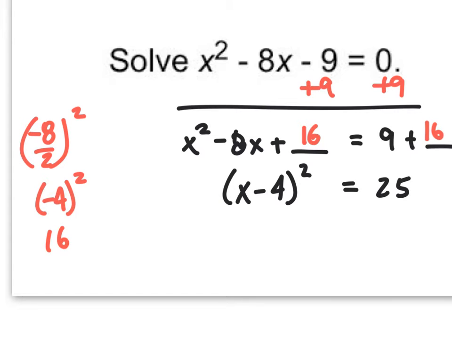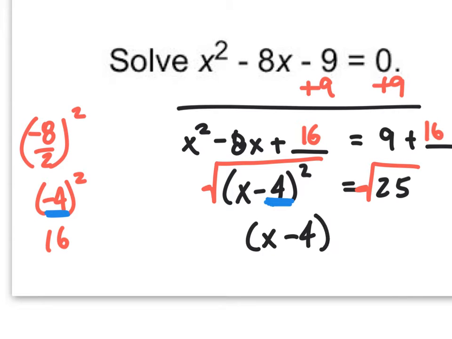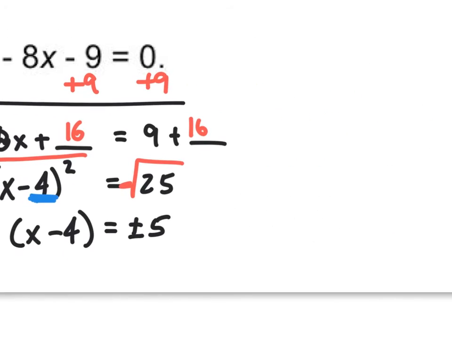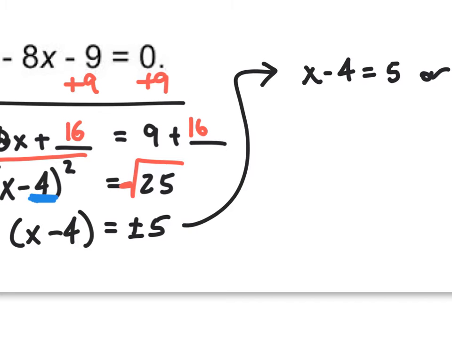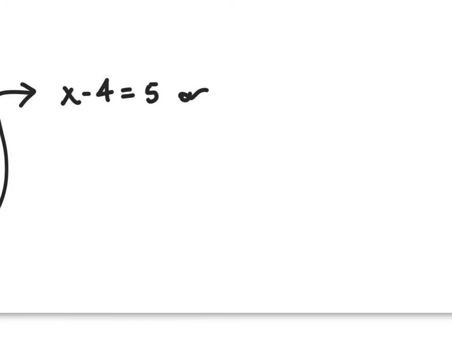Now let's think about this. This negative 4 is the result of me taking my middle term and dividing it by 2. These numbers will always be the same. So now that I have this perfect square trinomial, I can take the square root of both sides, and as a result, I get x minus 4 is equal to plus or minus 5. So then my answer becomes x minus 4 is equal to 5, or I get x minus 4 is equal to negative 5.